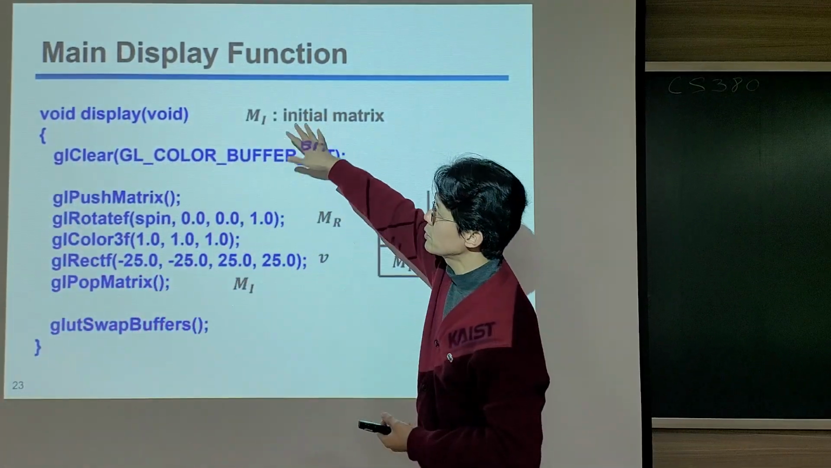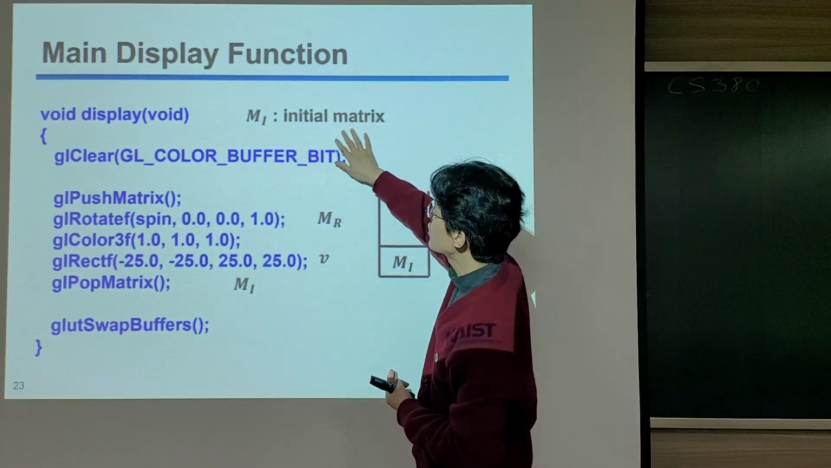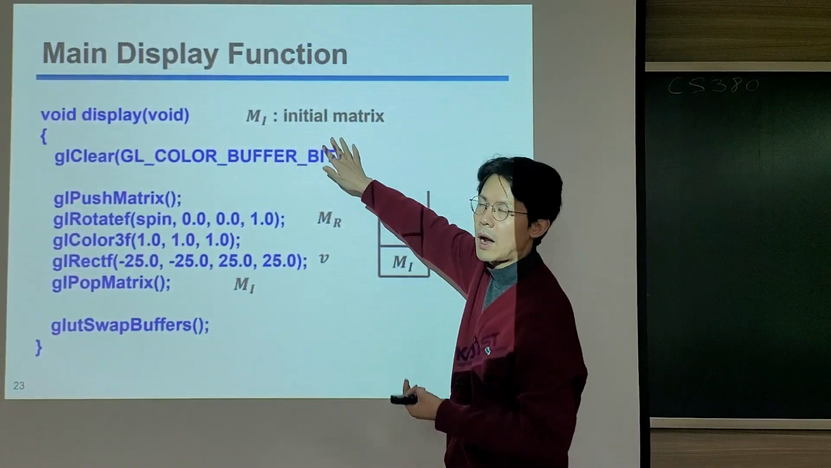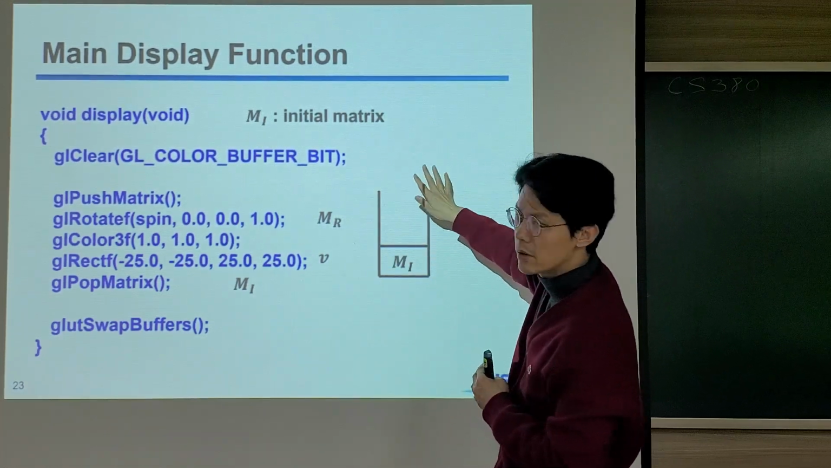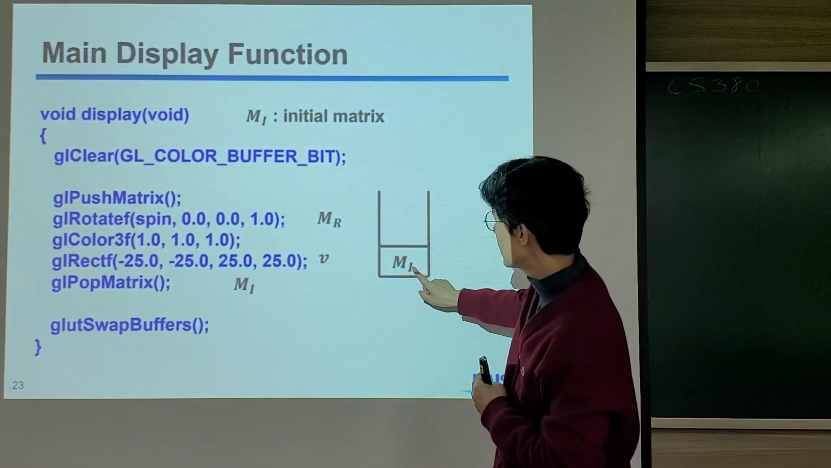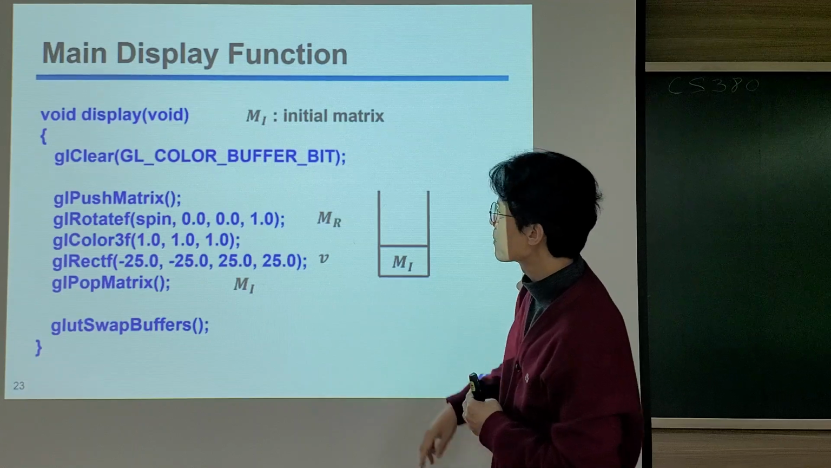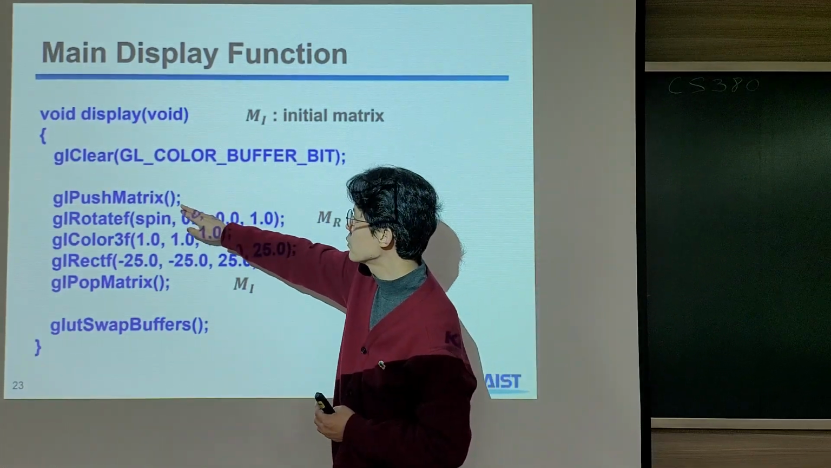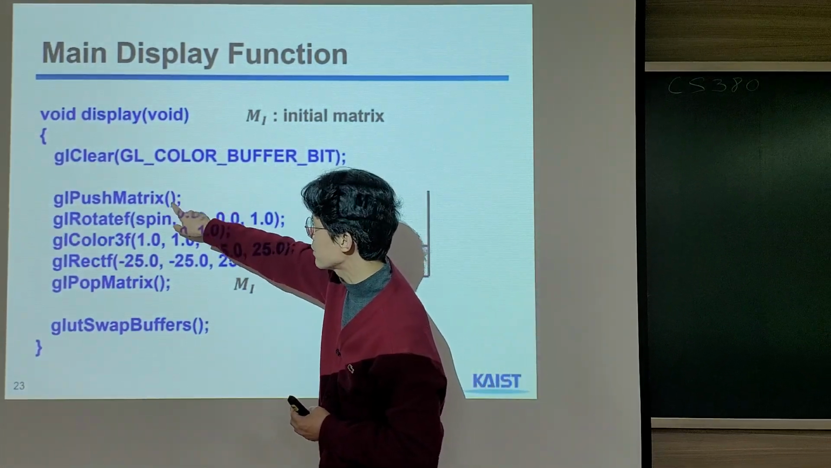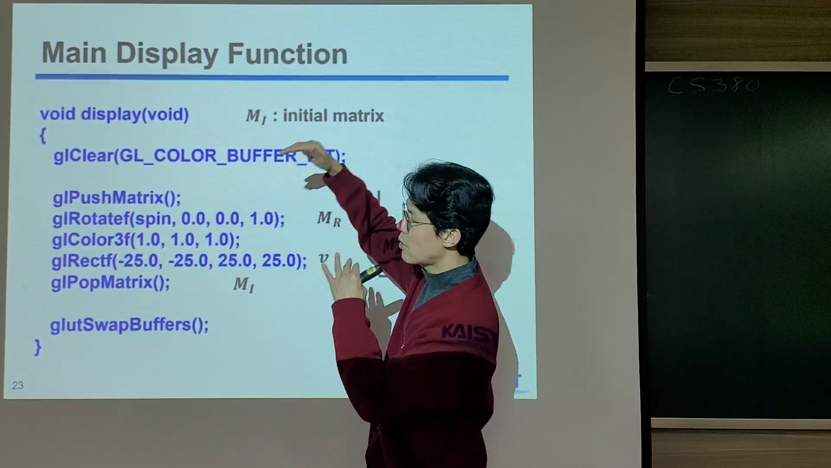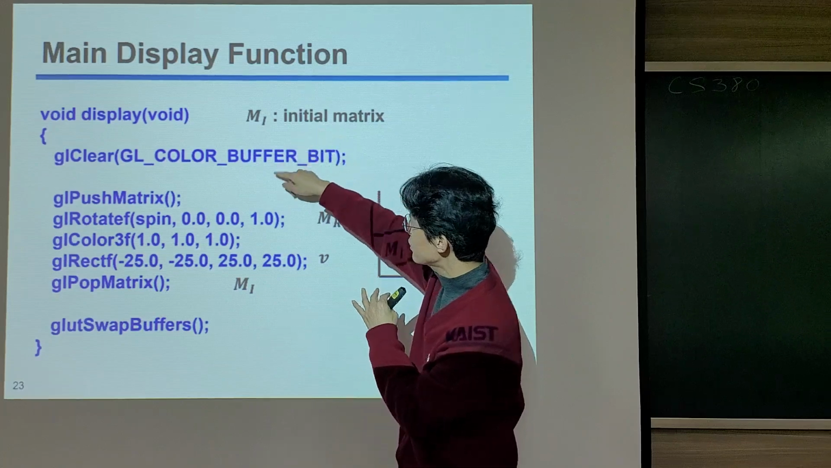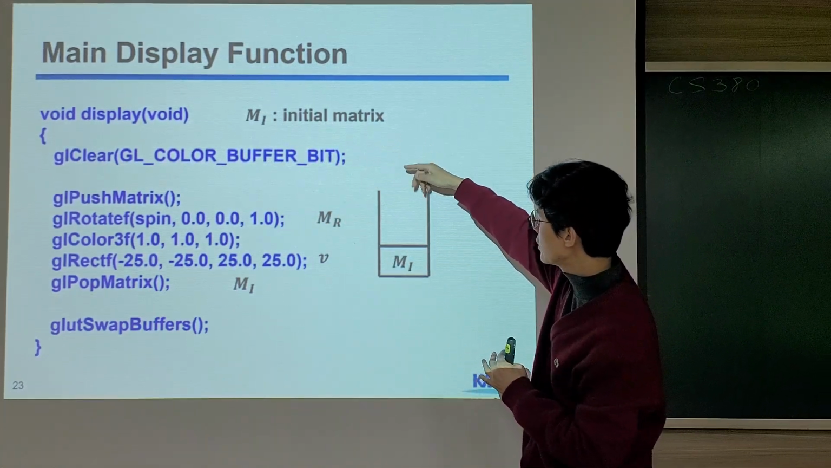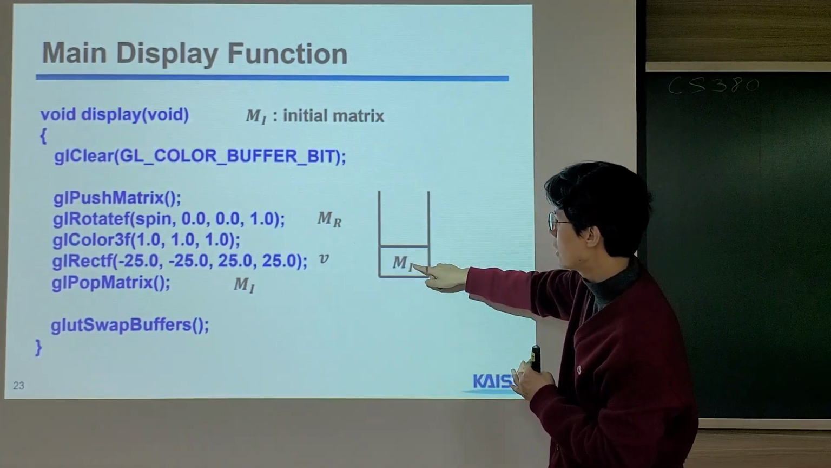Initially, when you call this one, OpenGL maintains some sort of initial matrix. This could be the identity matrix. So OpenGL internally maintains some sort of transformation matrix. Initially it has MI, and then here we call push matrix. Basically we push the current matrix that OpenGL maintains, in this case MI, the initial matrix. We put this matrix into the stack buffer here, MI.